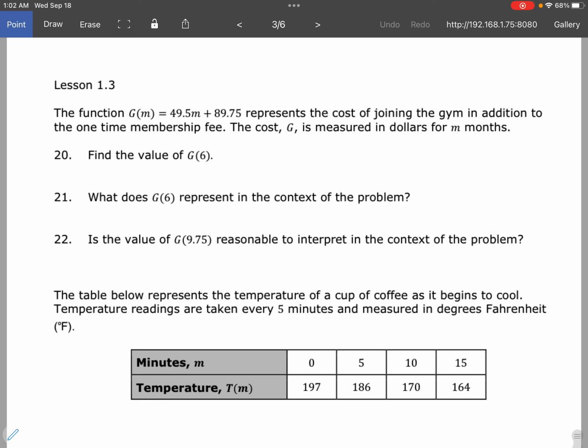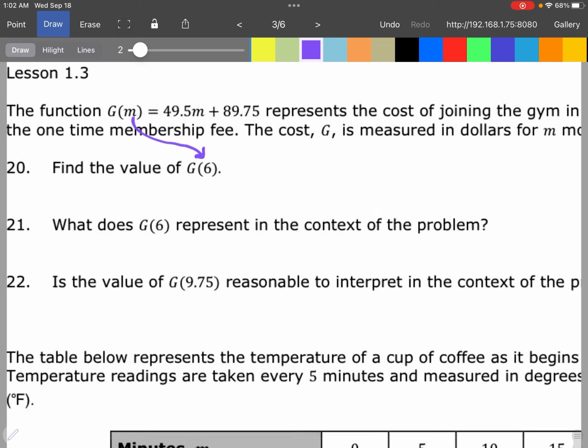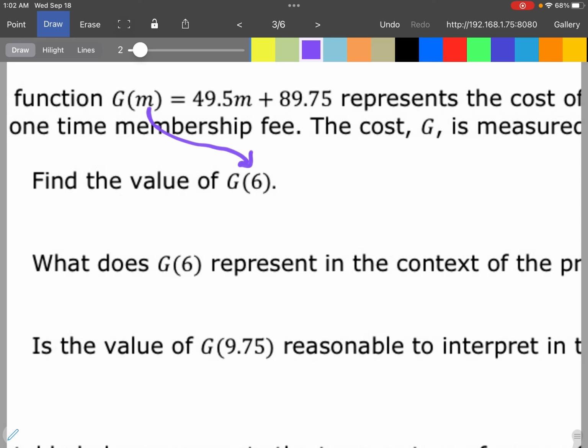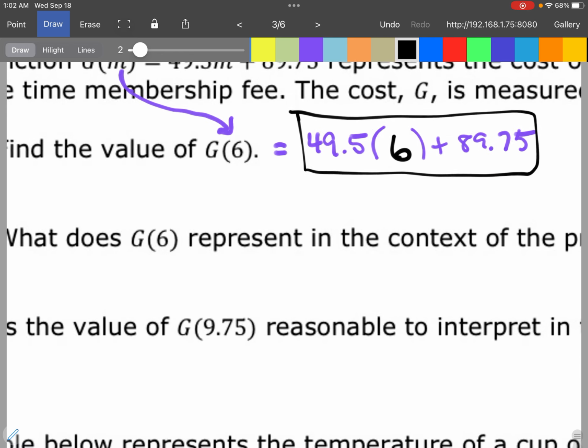Anyways, they want the value of G of 6. So if they want the value of G of 6, they want us to substitute 6 in for M in your calculator. And just so we can shorten the video, I'm going to let you set this up and type it in yourself. Go ahead and plug in 6 right here in your parentheses and go straight to your calculator. That will give you your answer.